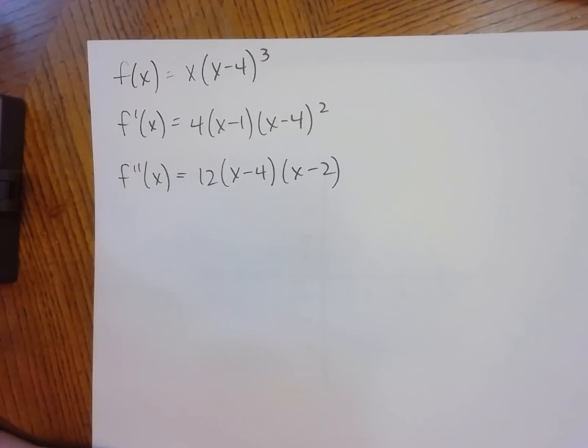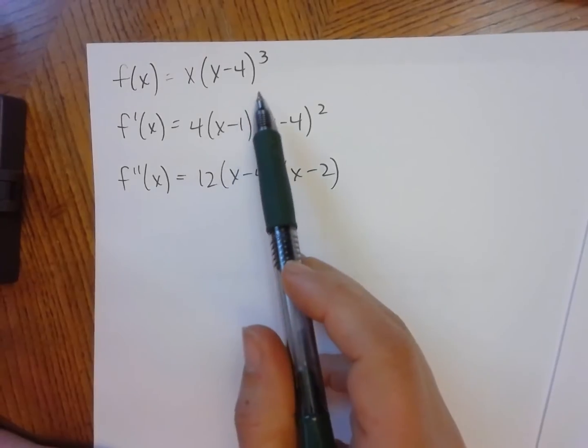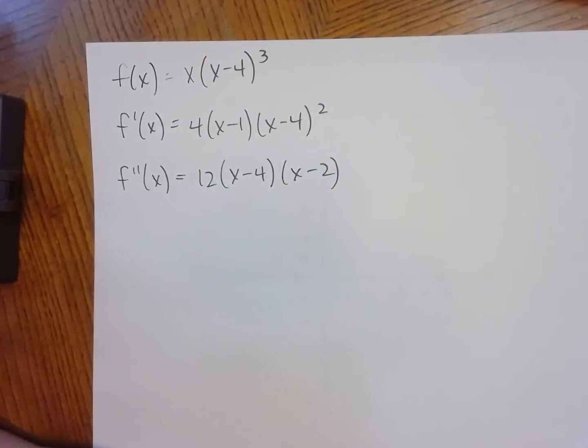Okay, so this is what we're going to graph. We have f, which is x times (x minus 4) cubed, and then we have f prime and f double prime here. These are what we're going to use to graph f. First of all, f is a polynomial function, and so there is no domain restriction.